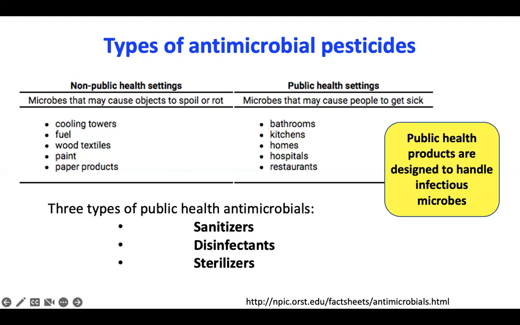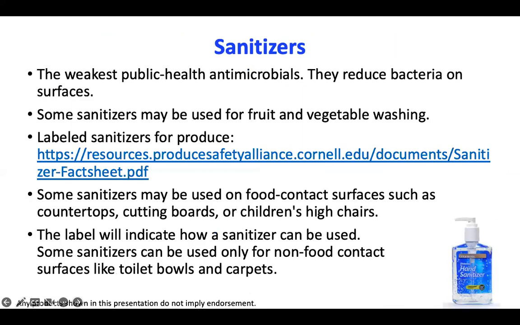Because of public health settings, there are three types of public health antimicrobials, based on the National Pesticide Information Center: sanitizers, disinfectants, and sterilizers. Those are public health products that you can use to mitigate or reduce microbial pests. Sanitizers are the weakest public health antimicrobials. They reduce bacteria on surfaces.